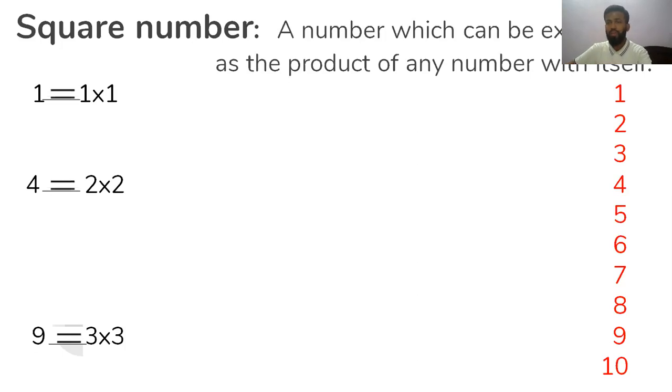So if I talk about only these 10 numbers, there are no other numbers which can be expressed like this. We cannot write 5 as the product of a number multiplied by itself, and I'm talking about natural numbers. Similarly, we cannot write 6 as a number multiplied by itself. Therefore, out of these 10 numbers, 1, 4, and 9 are square numbers. Why? Because they can be written as a number multiplied by itself, in squared form.